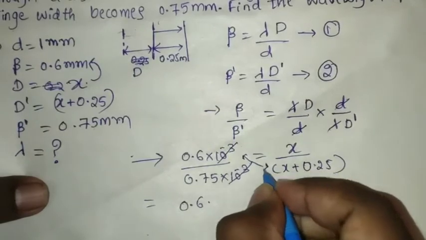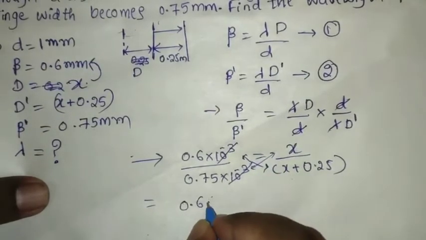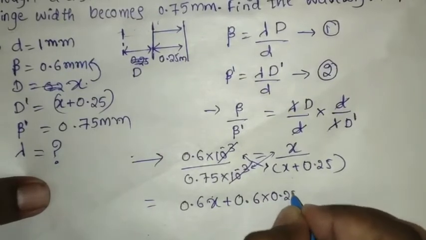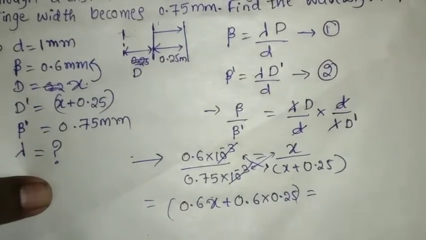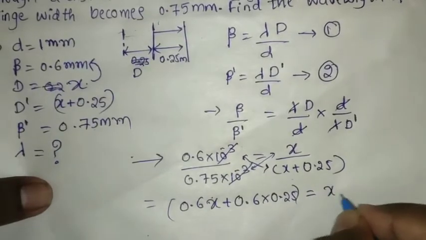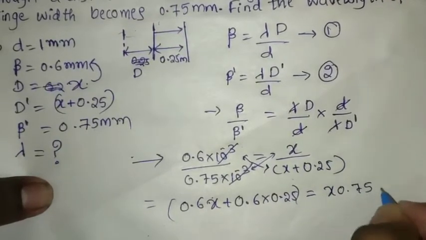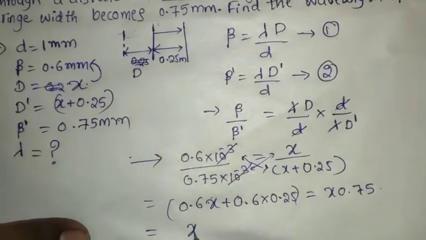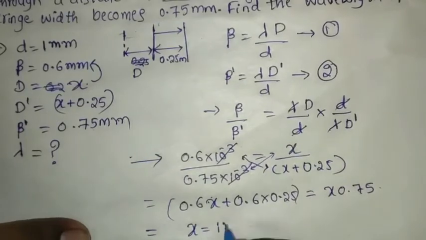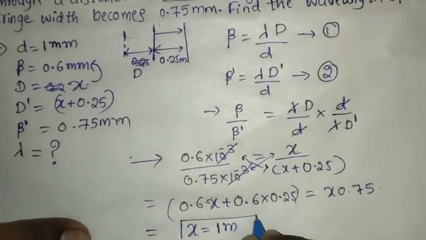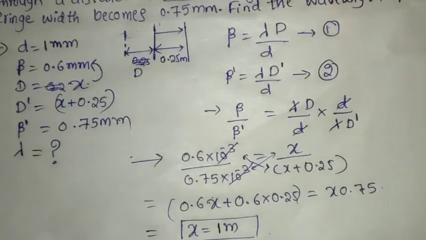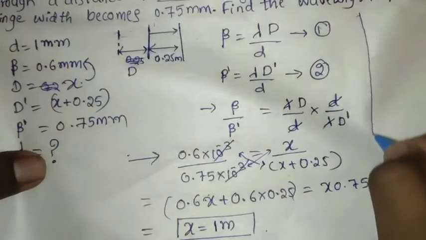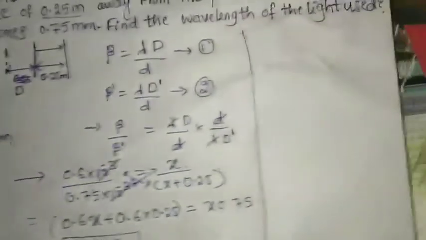After cross multiplication, 0.6 x plus 0.6 into 0.25 equals x into 0.75. After solving this equation, x becomes equal to 1 meter. This is the x value. Now that I have the x value, I can easily find lambda.